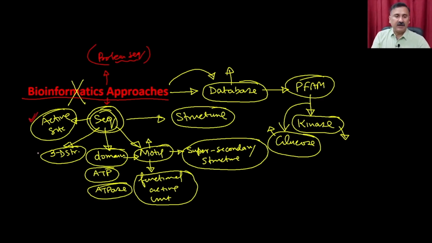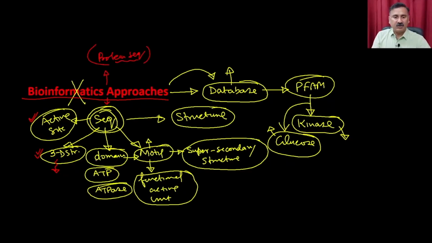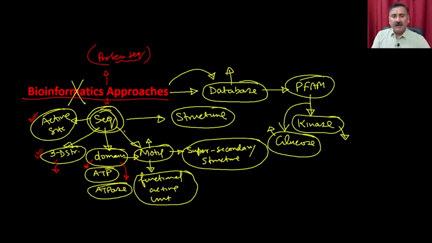Taking these things, you can also build three-dimensional structures, and the three-dimensional structure will allow you to visualize the active site. You can take this sequence and identify the domains. You can say whether there is an ATP binding domain present in that particular sequence, whether this domain has ATPase activity or not, because this sequence forms the domain which is the ATPase domain in other proteins. And then you can also identify the different types of motifs in this particular sequence.